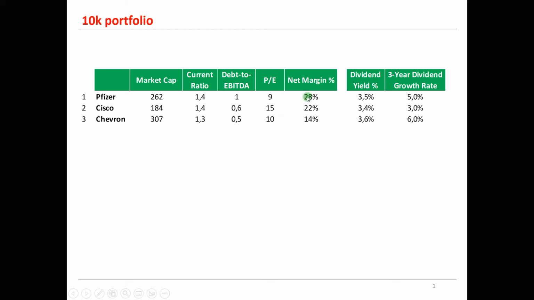You can see Pfizer is 28, Cisco 22, and Chevron is an oil and gas stock. And the dividend yield for all the stocks is of course more than 3%. And also one nice parameter, the 3-year dividend growth rate. We can see that all these stocks have been raising dividends in recent years. On average I think it's about 5%. And please have a look that Chevron is raising its dividend more than 6%, so it's very nice to have this stock in the portfolio, because the dividends that you're receiving also show very nice growth.